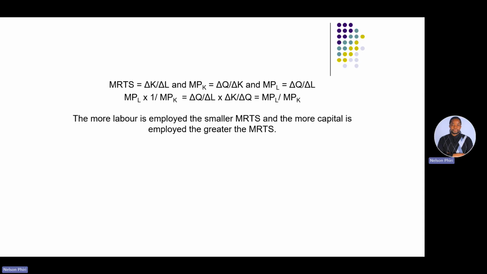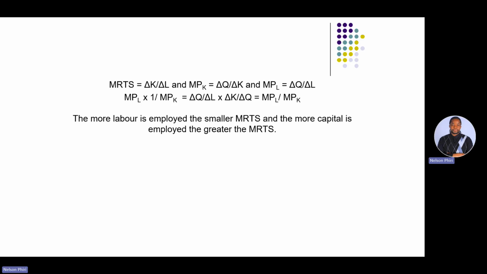And we have your marginal productivity of capital, which is the change in the quantity divided by the change in capital. Then you have your marginal productivity of labor, which is the change in total output divided by the change in labor. So if you solve that, you discover that your MRTS at the end of the day is the marginal productivity of labor divided by the marginal productivity of capital, and it is negative because it's a line with a negative slope.